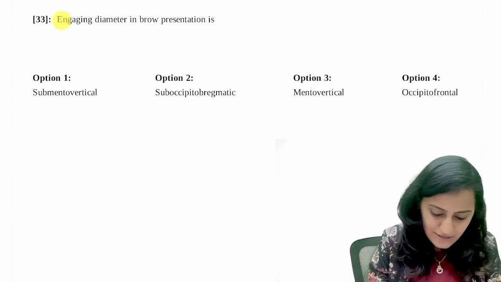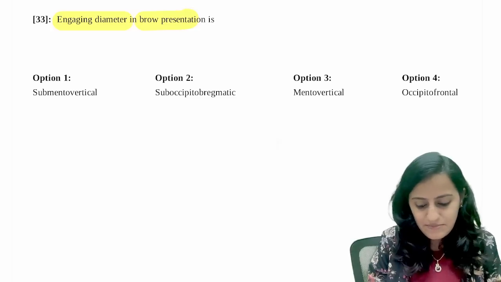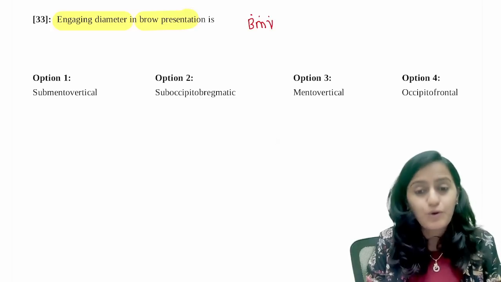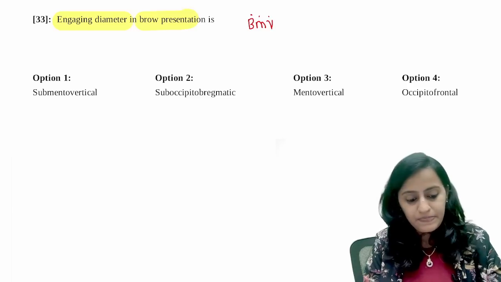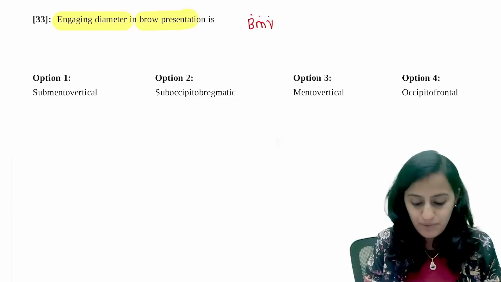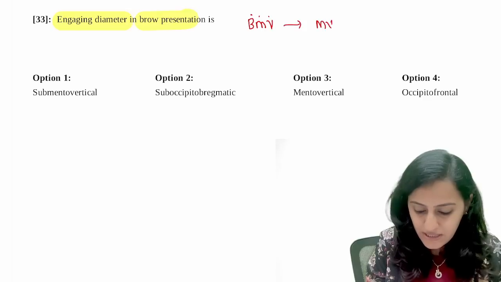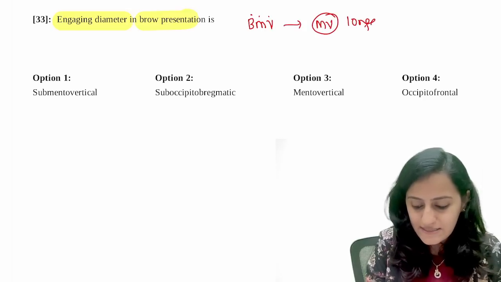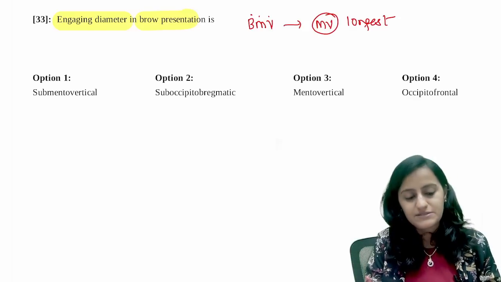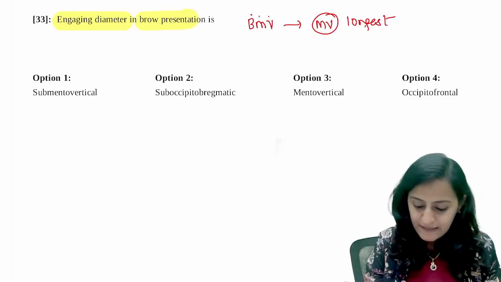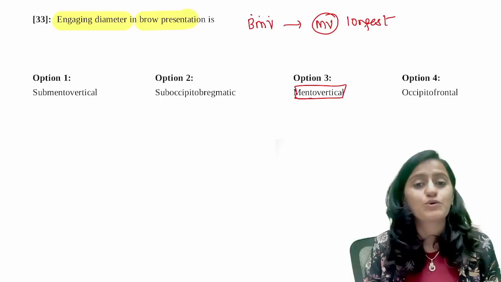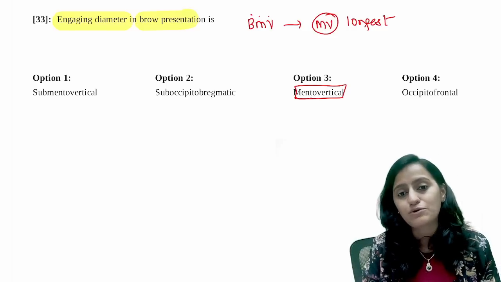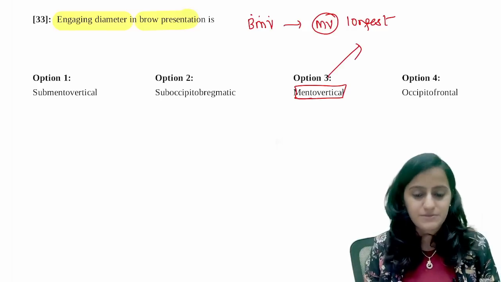Going to the next one, the engaging diameter in the Bro presentation. Remember, this is BMW, Bro, so remember BM, okay, that is BMV. So remember, it is mento-vertical, which is the longest engaging diameter in the fetus, okay, the longest engaging diameter. Bro is BMV, mento-vertical, the longest diameter.